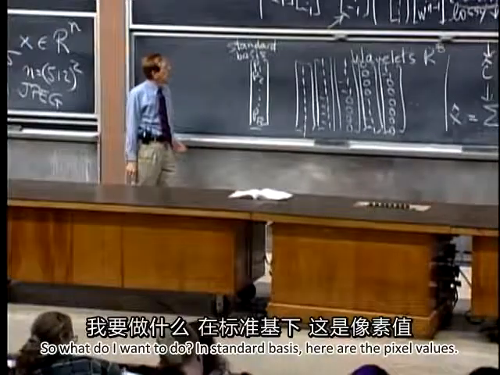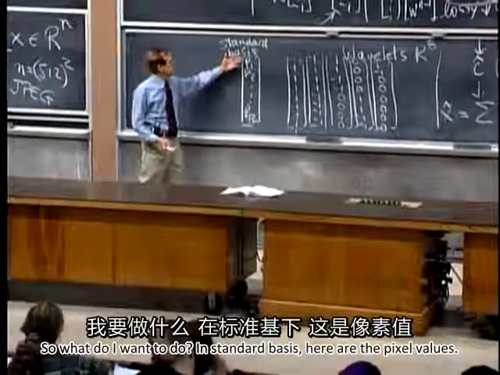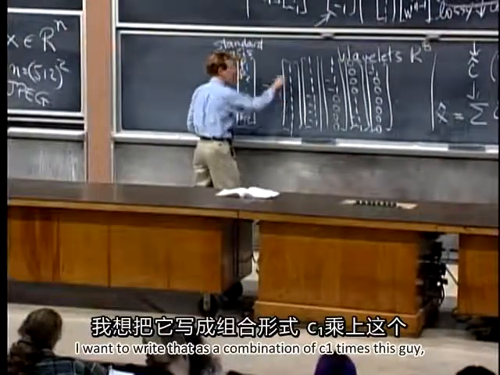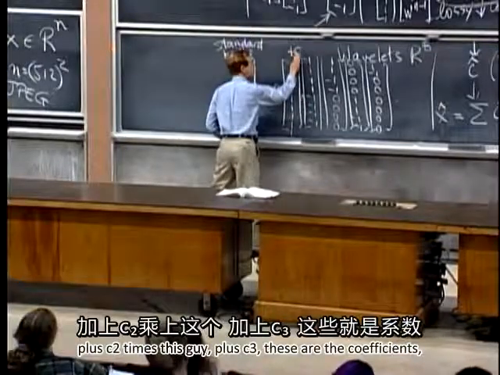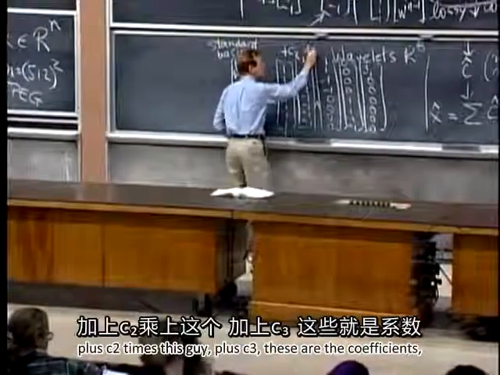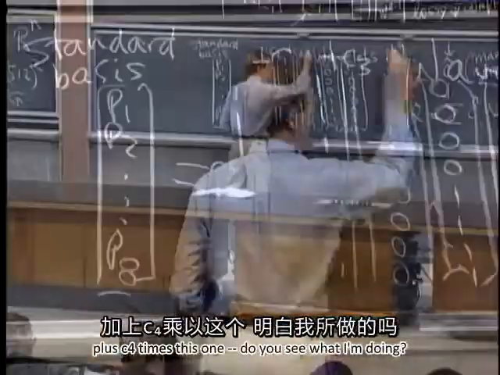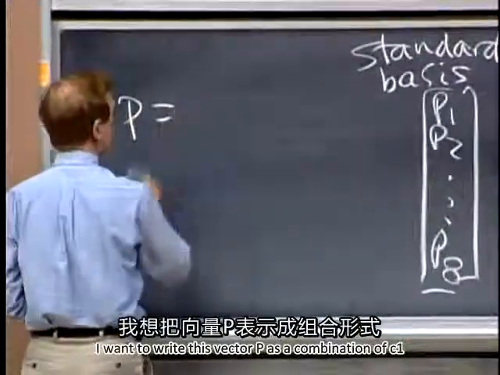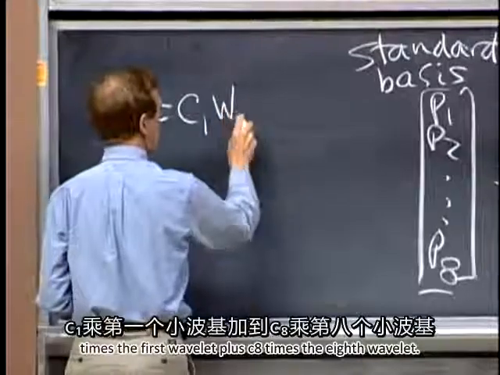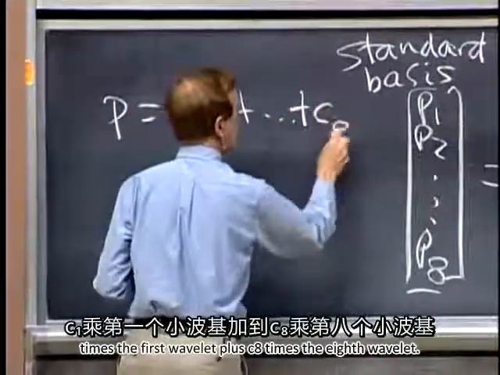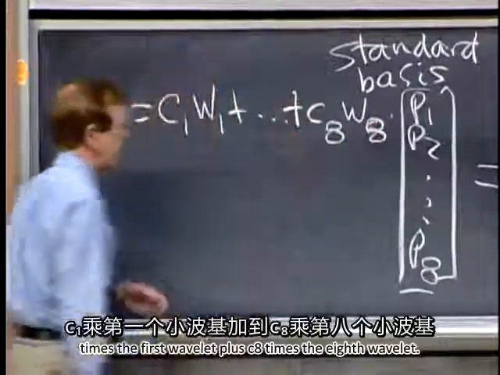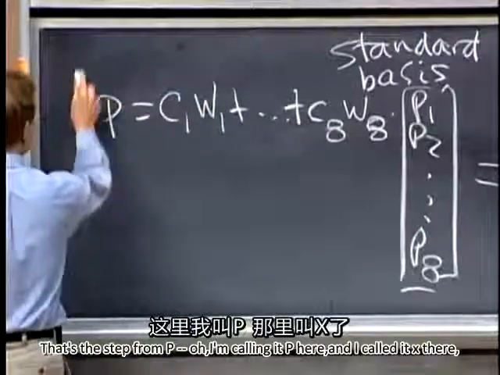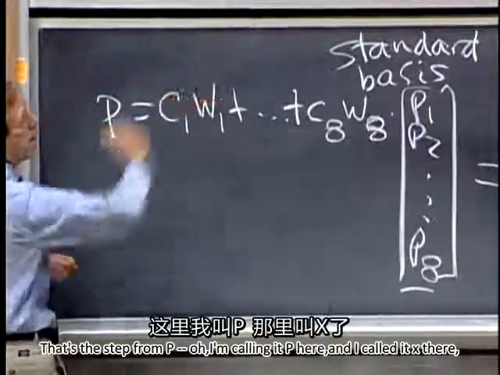So what do I want to do? In the standard basis, here are the pixel values. I want to write that as a combination of C1 times this guy plus C2 times this guy plus C3 times this one, plus C4 times this one. These are the coefficients. I want to write this vector P as a combination of C1 times the first wavelet up to C8 times the eighth wavelet. That's the transform step. That's the lossless step. I'm calling it P here, and I called it X there.